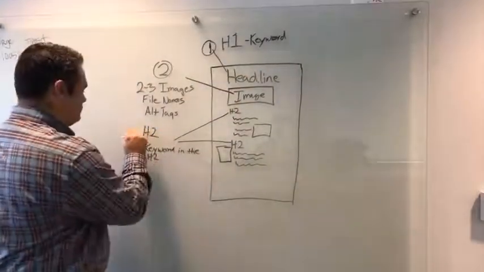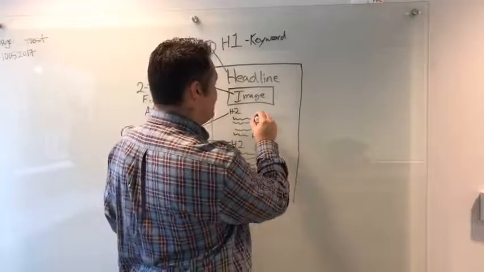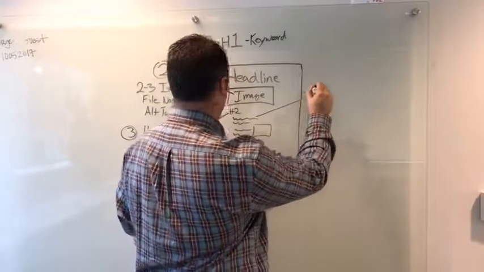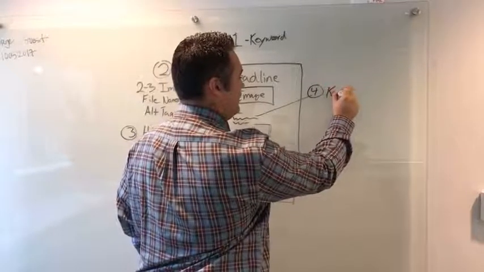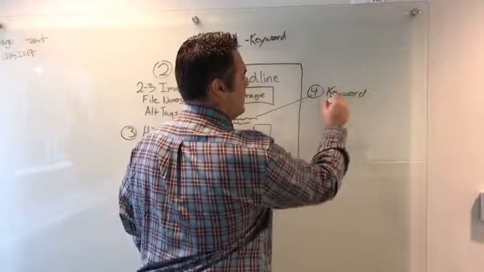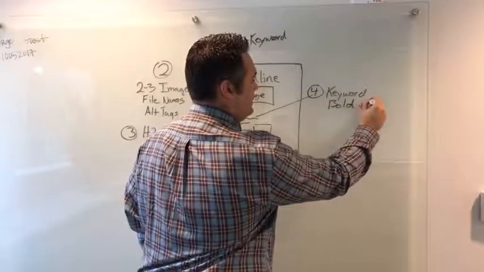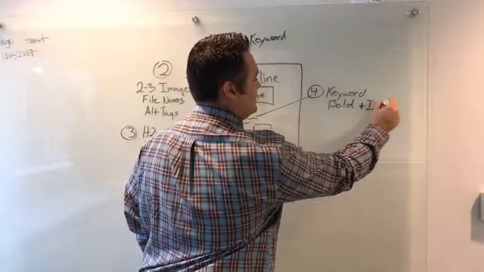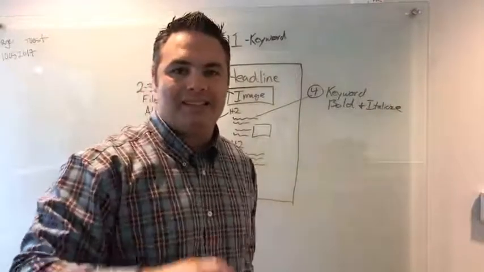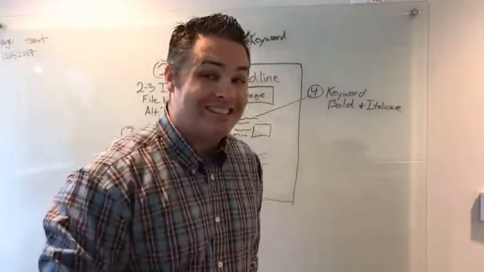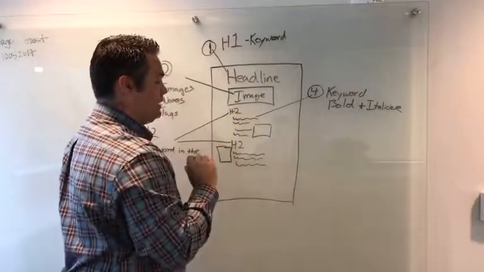Also, when it comes to the first sentence of the entire blog post, we want to use the keyword in the first sentence, and we want to bold and italicize it. Bold and italicize the keyword in the first sentence of the entire blog, in the copy itself, right there, okay?